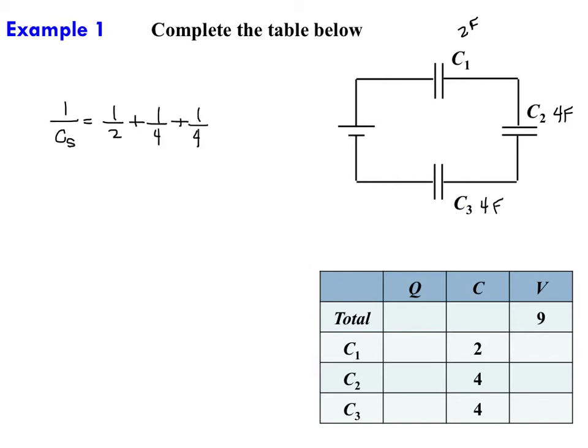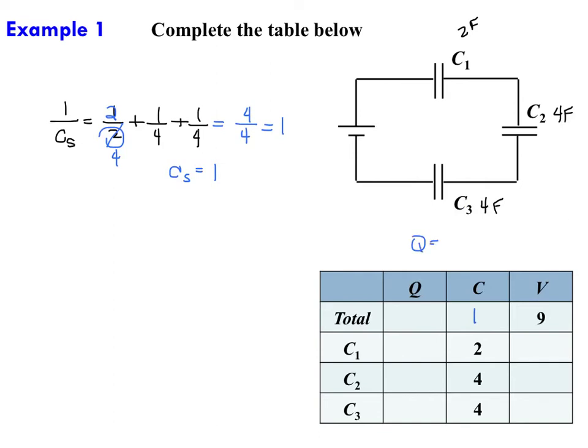Now remember to correctly add fractions. You cannot simply add the bottom. We need to find the common denominator and then add across the top. And then here, it's not as important to get an inverse because it's simply 1, but make sure that you do get the inverse. So our equivalent capacitance for 3 capacitors in series is simply 1.